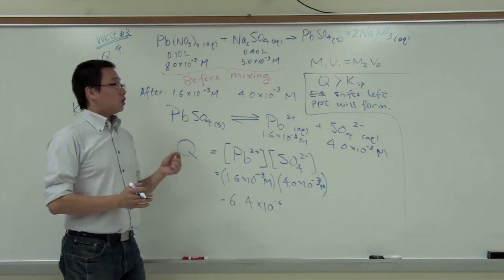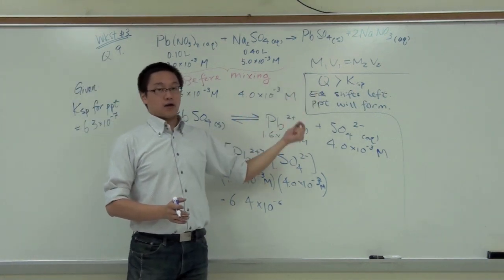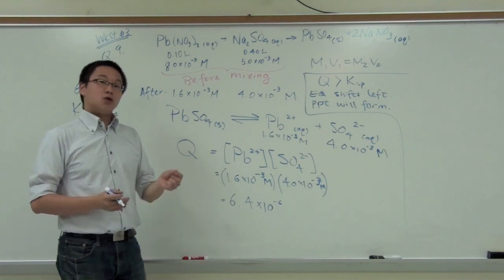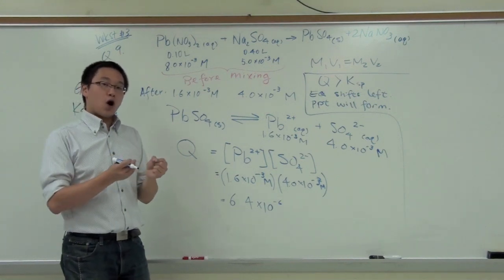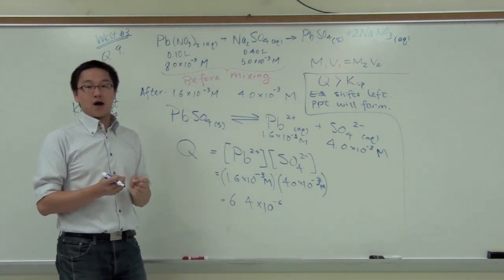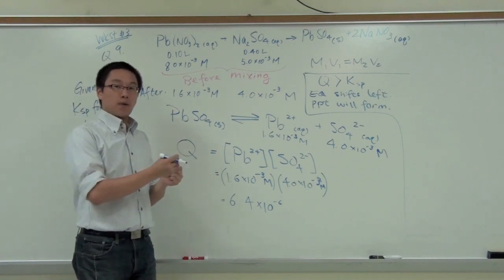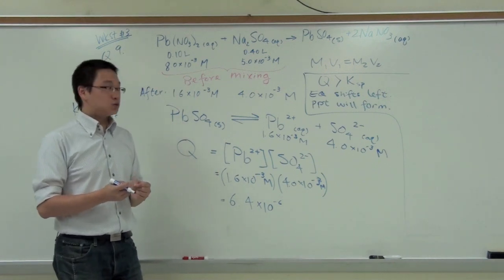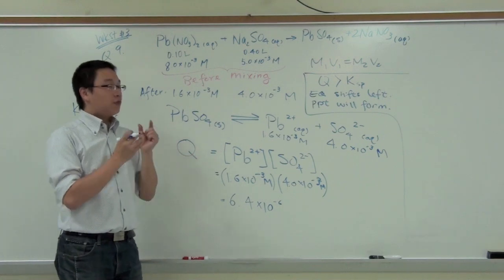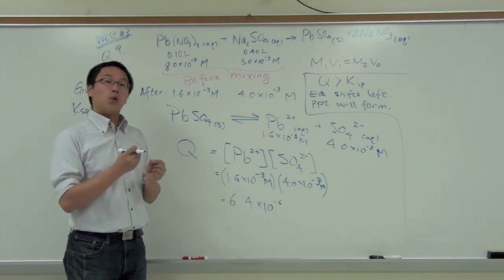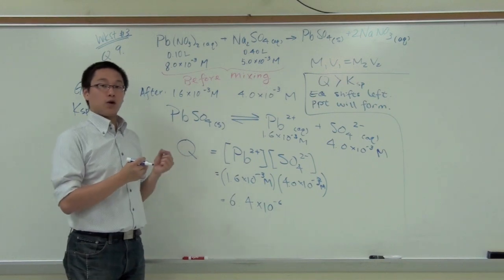So if the Q is smaller than KSP, then it will be the other case, precipitate will not form. So just make sure that you understand what the Q value represents and how you make sense when you compare the Q value and the K values. How would those two values help you to determine which direction the equilibrium would shift?